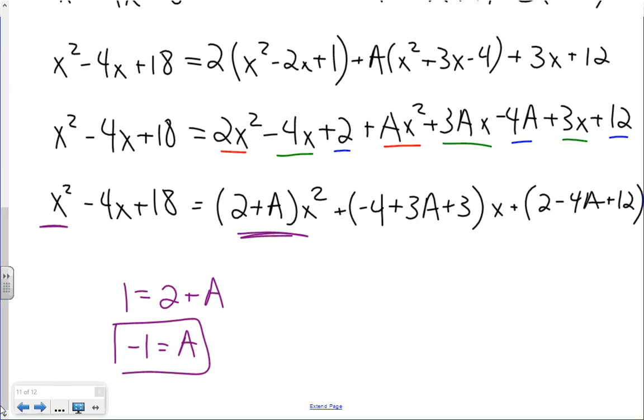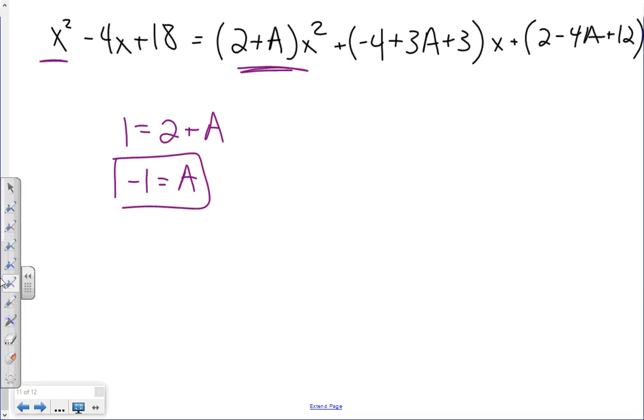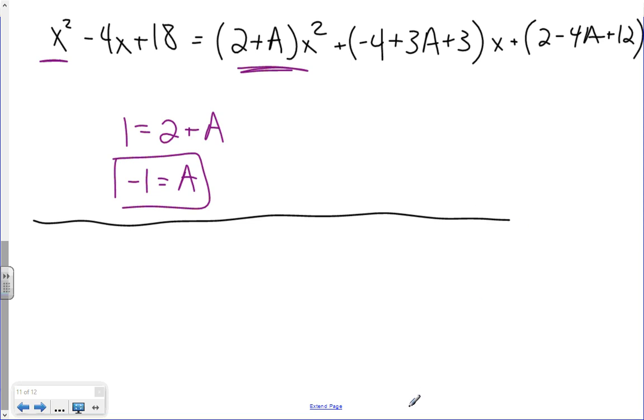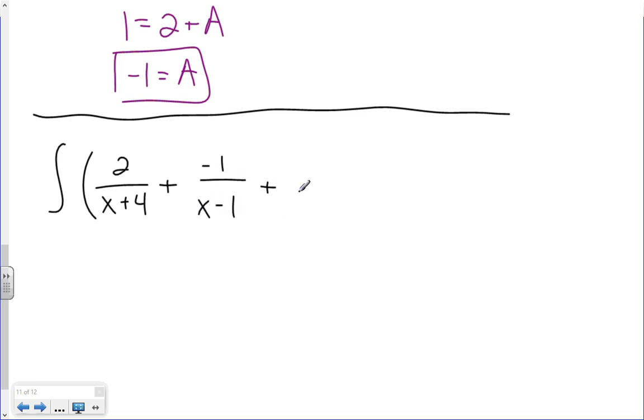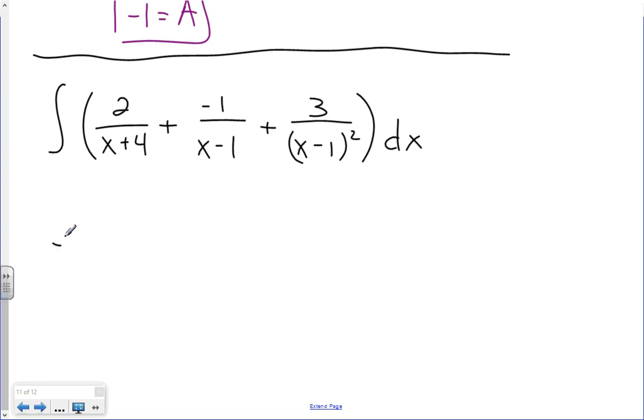The original question was to find the integral of this. We've now simplified it, so let's rewrite it in its simplified form and integrate it. So here's what we have. We have the integral of 2 over x plus 4, plus a negative 1 that we just came up with over x minus 1, and then a 3 over x minus 1 squared. You might want to rewrite that last one here. In fact, I'm going to go ahead and do that.